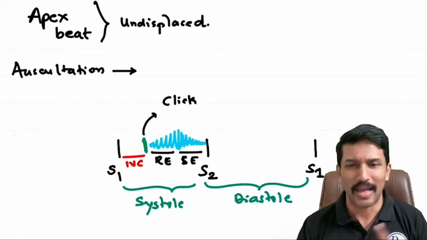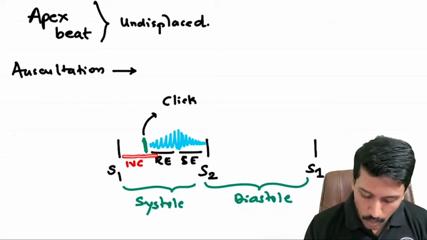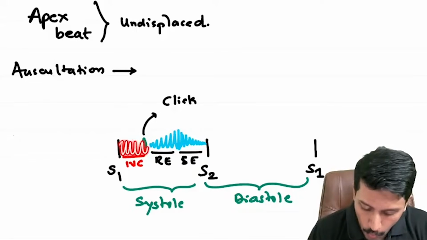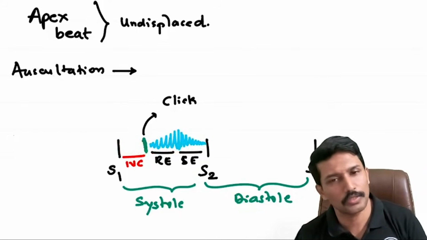Should I call it a pan-systolic murmur? When I say pan, it means it is running throughout the systole, from this end of systole to that end, meaning from S1 all the way to S2. Then you can call it pan. Is it running from S1 all the way to S2?